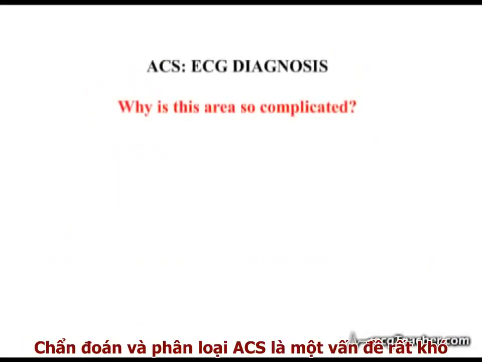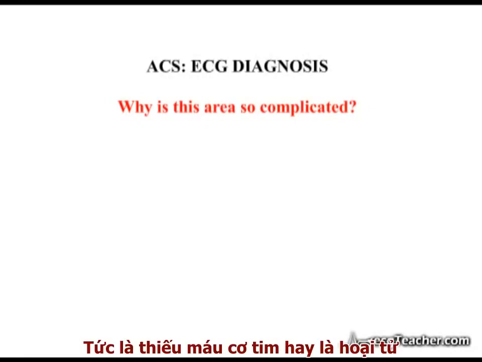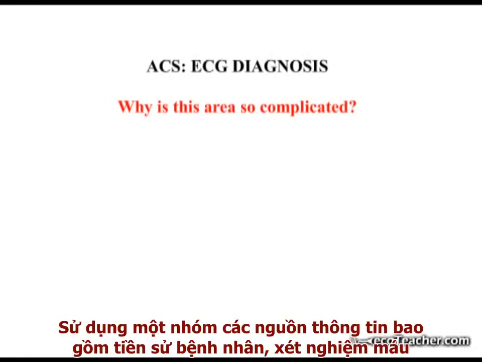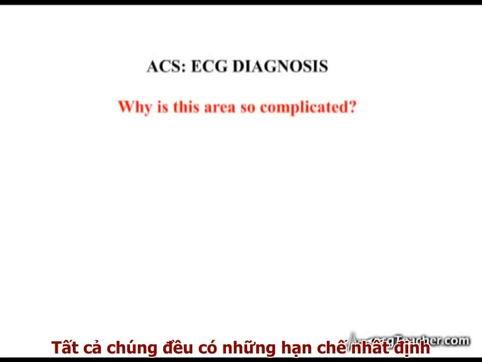The diagnosis and classification of ACS is a challenging area. Remember, we are essentially trying to make a histological diagnosis, myocardial ischemia or necrosis, using a combination of patient history, blood markers, and surface electrical recordings, the ECG, all of which have major limitations.